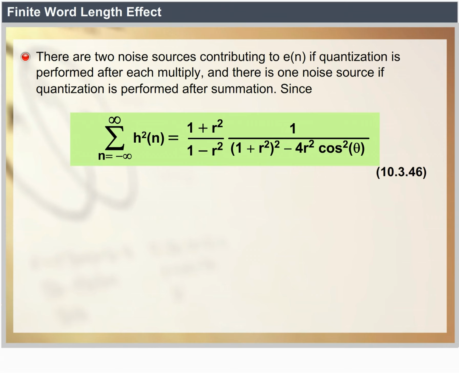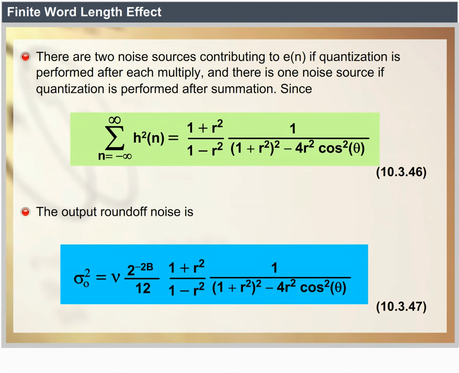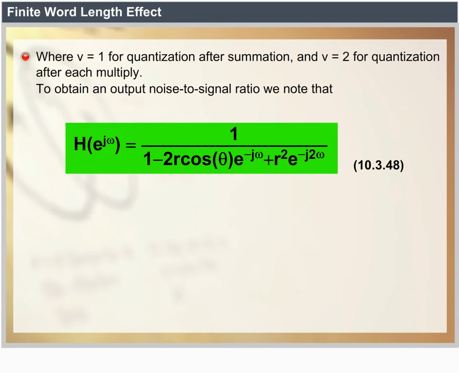Since the summation from n equal to minus infinity to plus infinity of h²(n) equals (1 + r²) divided by (1 − r²) into 1 divided by [(1 + r²)² − 4r² cos² θ], called equation number 10.3.46, the output round off noise is σ₀² = v into 2^(−2b) divided by 12 into (1 + r²) by (1 − r²) into 1 by [(1 + r²)² − 4r² cos² θ], called equation number 10.3.47, where v equals 1 for quantization after summation and v equals 2 for quantization after each multiply.